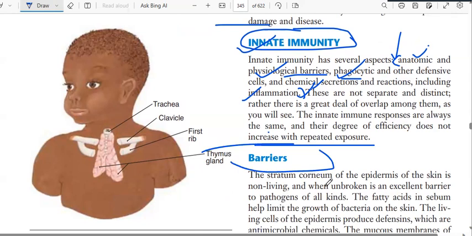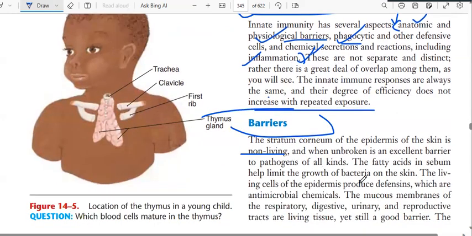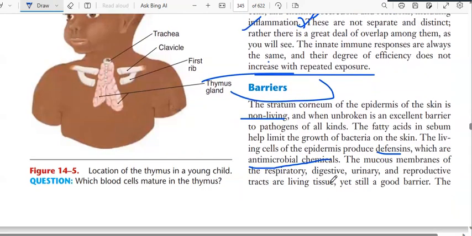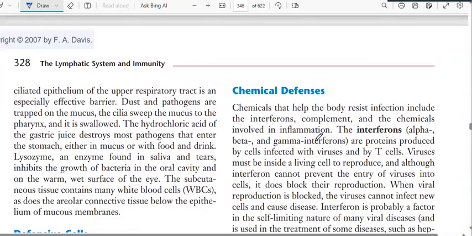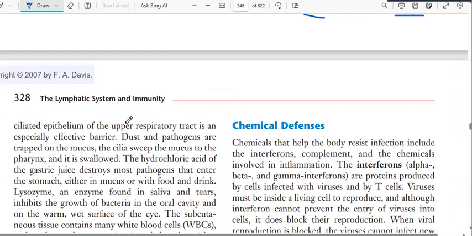The stratum corneum of the epidermis of the skin is non-living and, when unbroken, is an excellent barrier to pathogens of all kinds. The fatty acids in sebum help limit the growth of bacteria on the skin. The living cells of the epidermis produce defensins, which are antimicrobial chemicals. The mucous membranes of the respiratory, digestive, and urinary tracts are living tissue, but still a good barrier. The ciliated epithelium of the upper respiratory tract is an especially effective barrier.